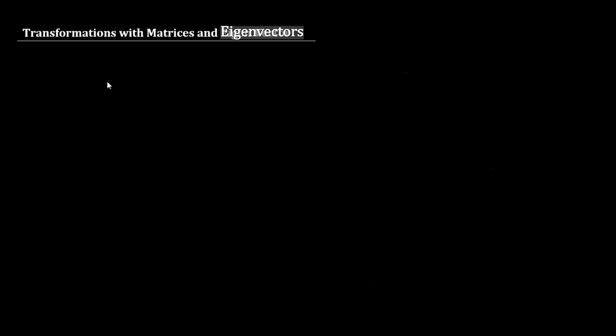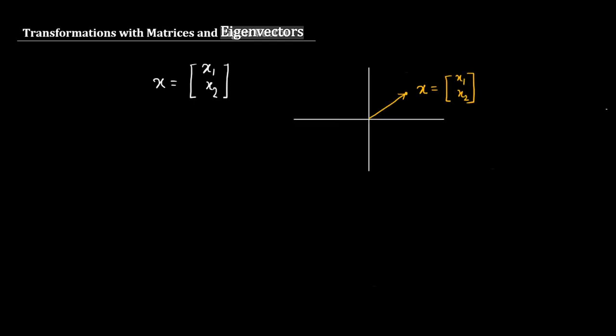In this video, we will see how matrices can do geometric transformations, and consequently, we will visualize eigenvectors and eigenvalues. Let us consider a vector, say x, given by x1, x2, in a two-dimensional plane. Say the vector will look something like this. Say this is my x equal to x1, x2.